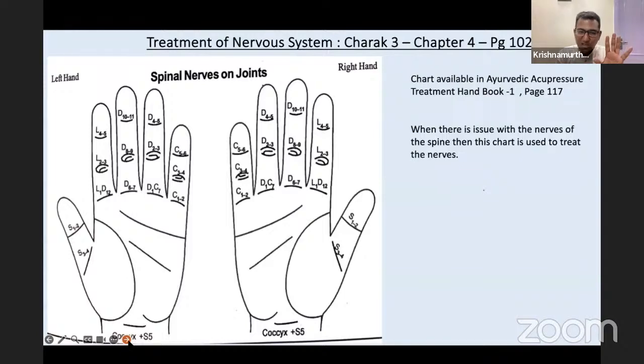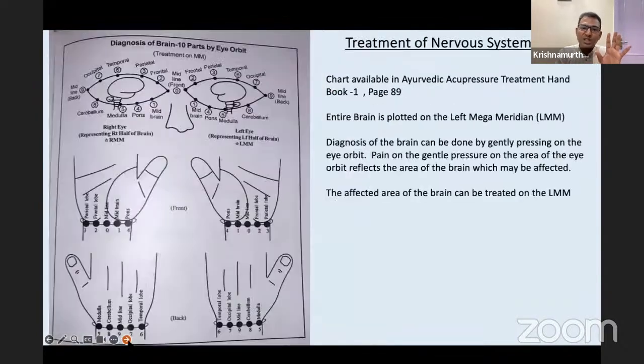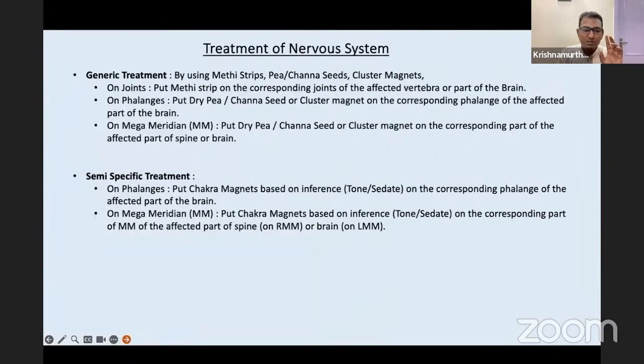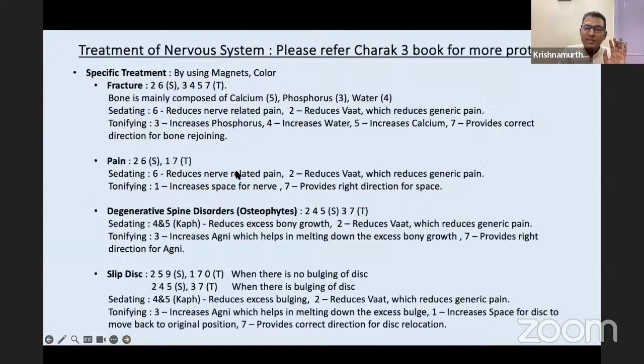You use this chart, and then you use the protocol. Whenever there is pain, I will reduce both specific pain and generic pain. 2 and 6 sedate. And I will increase 1 and 7. So why is the pain coming? Probably the nerve is pinched. The space has reduced. So what will I do? I will increase the space. So I will tone the space.